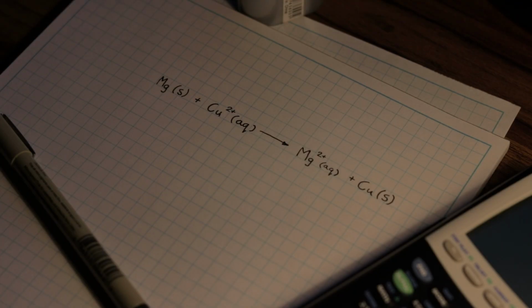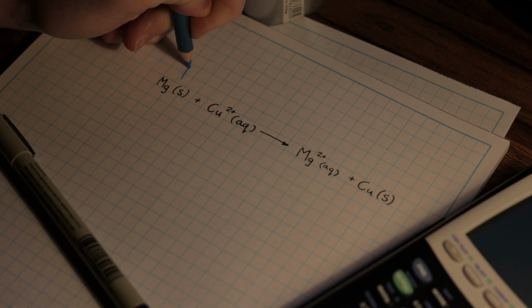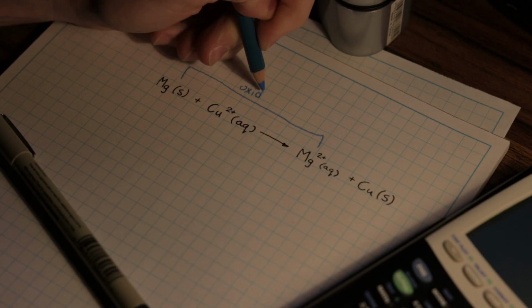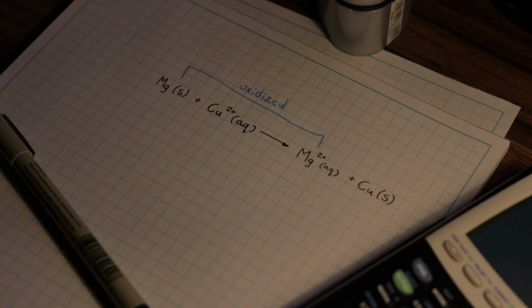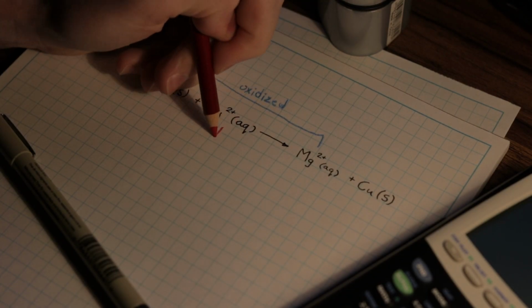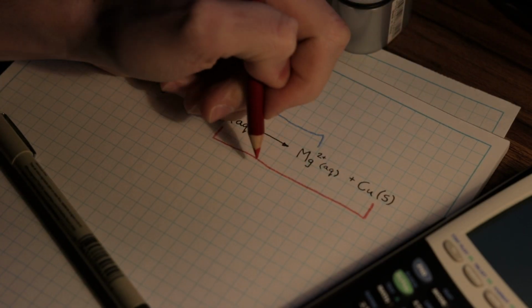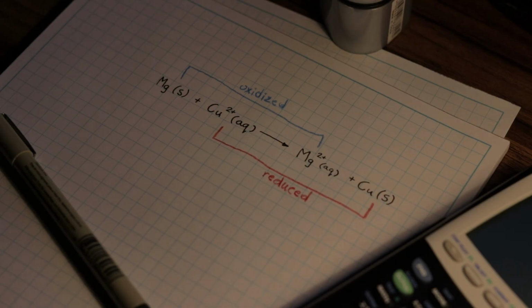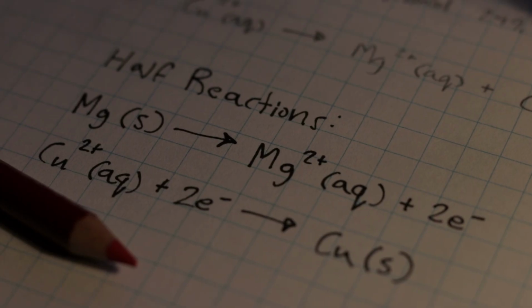The reaction powering this voltaic cell is between copper and magnesium. Magnesium is more easily oxidized than copper, and as a result it donates its electrons to the aqueous copper ions. This means the magnesium gets oxidized and the copper gets reduced. For every atom of magnesium oxidized, 2 electrons transfer to a copper ion that gets reduced.